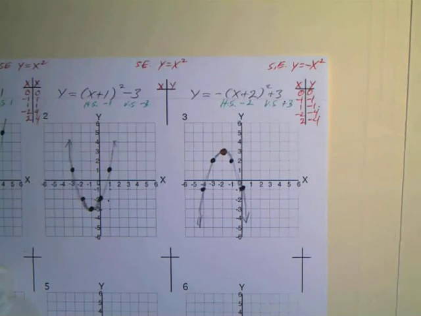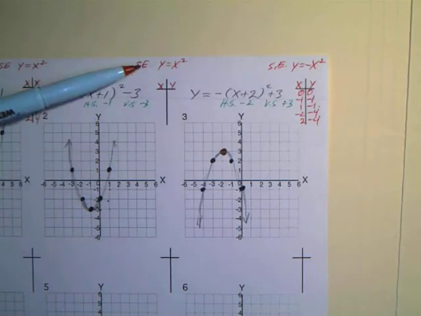And just use a pencil to fill that in. Once you have your key points, that's going to really determine the shape. Okay? So those are 3 pretty good examples, I think, to get the ball rolling. And that's going to be our parent function off of our parent function, y equals x squared.